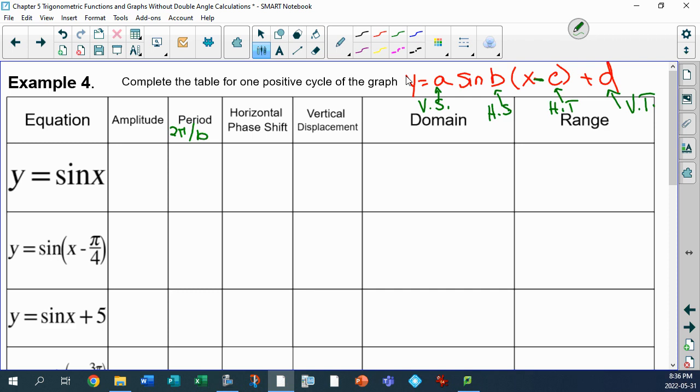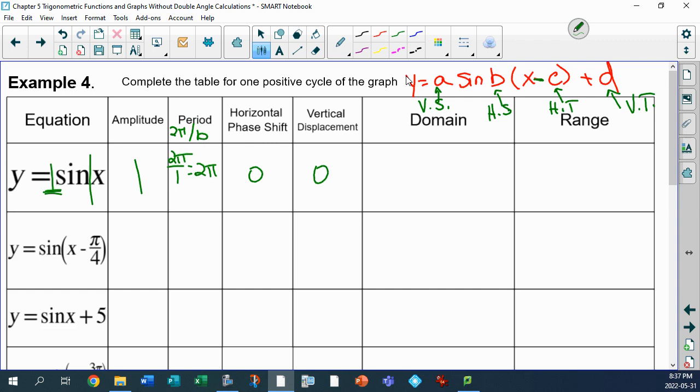So let's do it. First things first, check this out. There's no number in front of this. Well, yes, there is. It's a 1. So what is the amplitude of this? 1. Look at your B value. Also a 1. So 2 pi over the B value. Oh, that's easy, 2 pi. Notice there's no horizontal phase shift. Okay, horizontal phase shift is 0. How about your vertical displacement? There's no up and down. That's 0 as well.